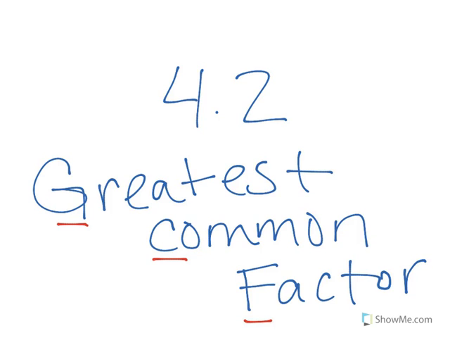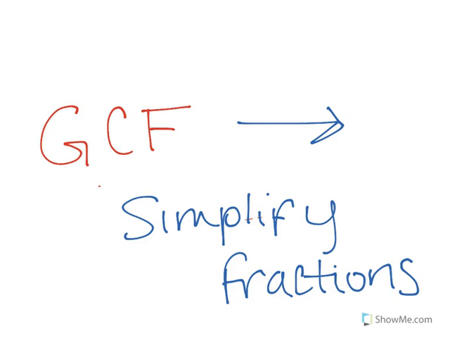This lesson is on section 4.2 called the greatest common factor. We also say greatest common factor is GCF for short. So whenever you see those three letters combined, it means greatest common factor. We also use the greatest common factor in order to simplify fractions. So this lesson is very important because we're going to be moving on to fractions shortly.